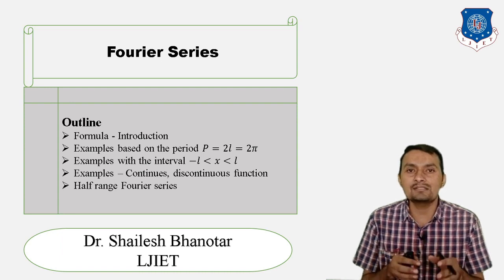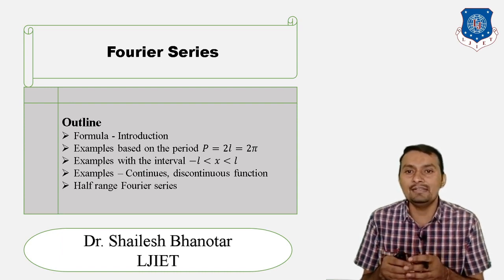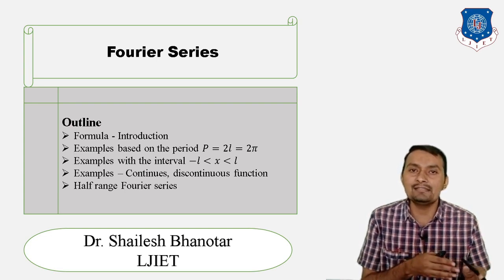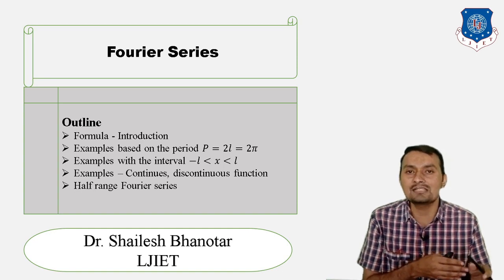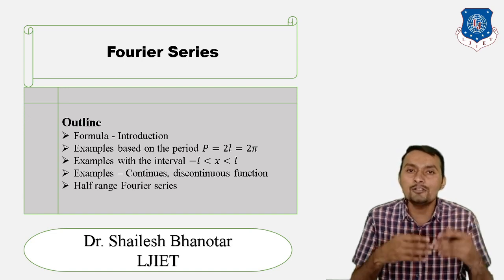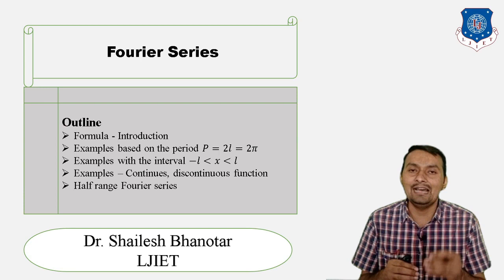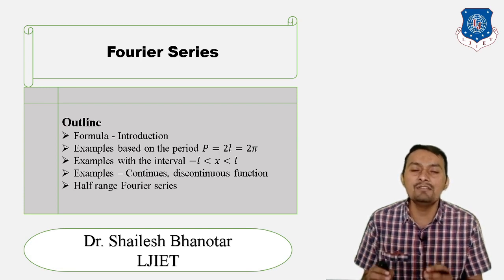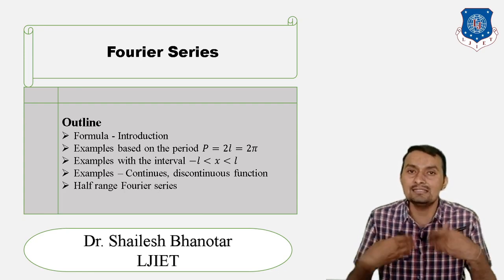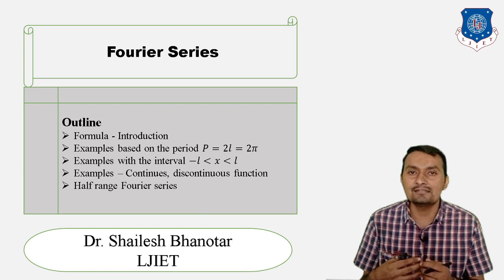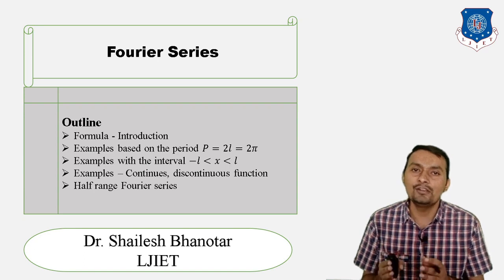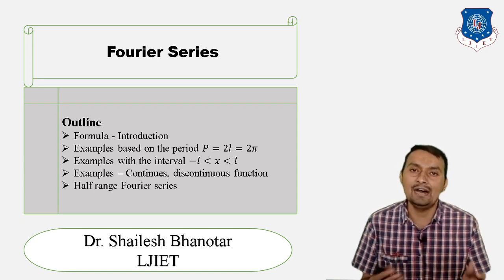First we will see the basic introduction with the application, and later on we will discuss examples based on periodic functions with an arbitrary period, that is 2l. Also we will discuss the 2 pi case, and if the interval looks like minus l to plus l, how we can represent the Fourier series. And all together we will discuss continuous or discontinuous functions, and in such cases how we can represent the Fourier series. And finally we will see the half range Fourier cosine and sine series, called half range series.